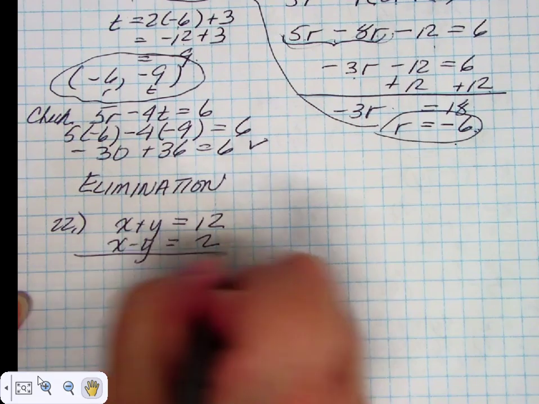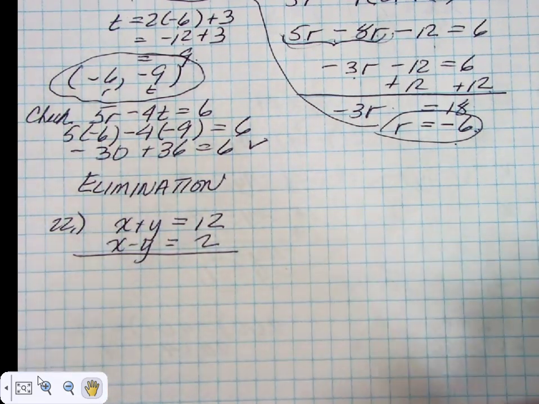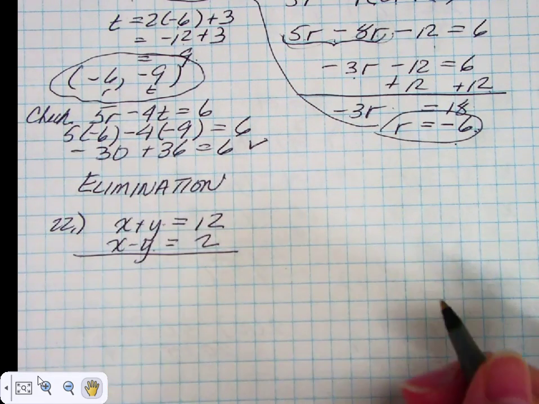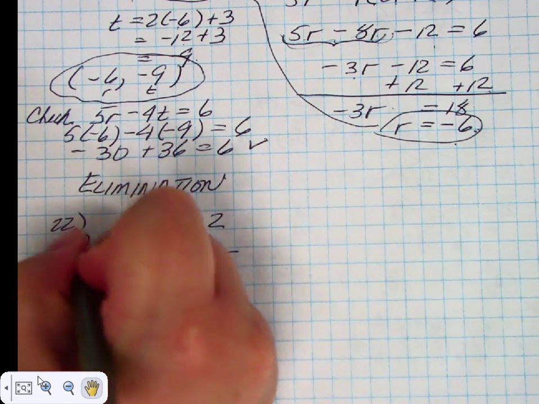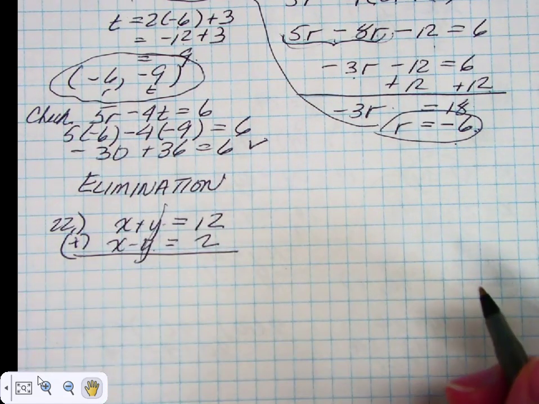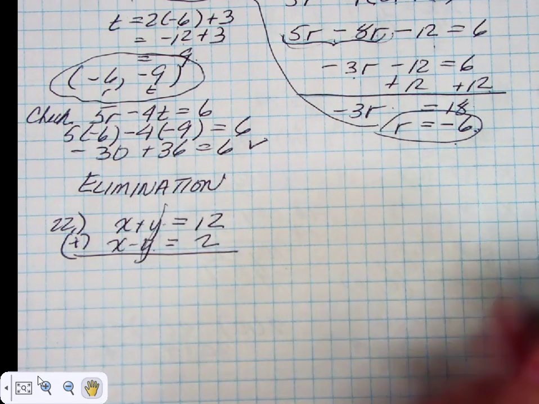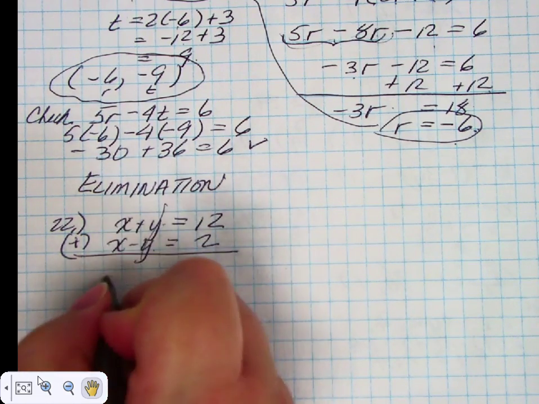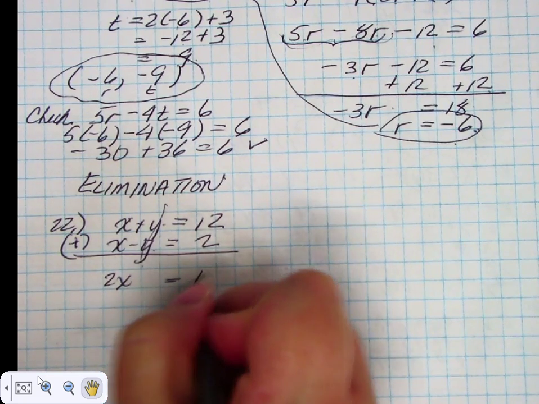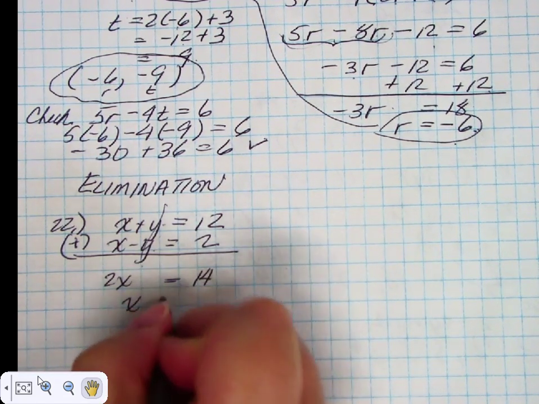All right, we are looking for variables with the same coefficients but opposite signs. So here, do you notice that I have a plus y and a minus y? If I go to add down, then what's going to happen is they would cancel, which is exactly what we want. So here, x plus x is 2x, the y's are canceled, and this is equal to 14. So x would be 7.